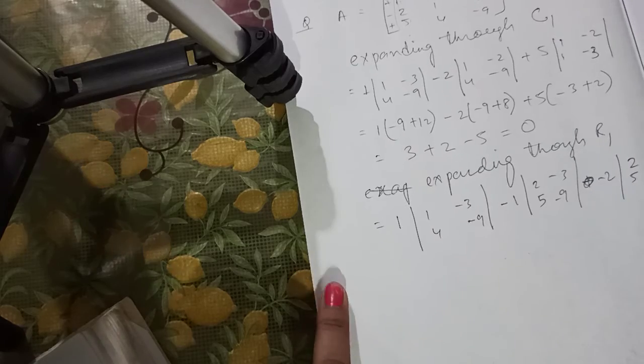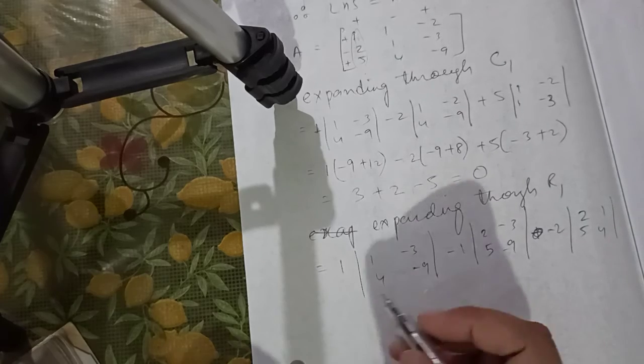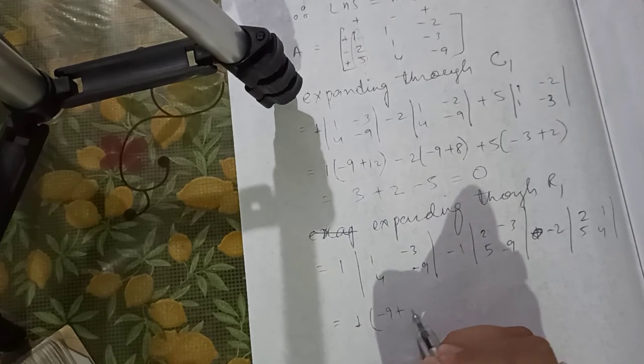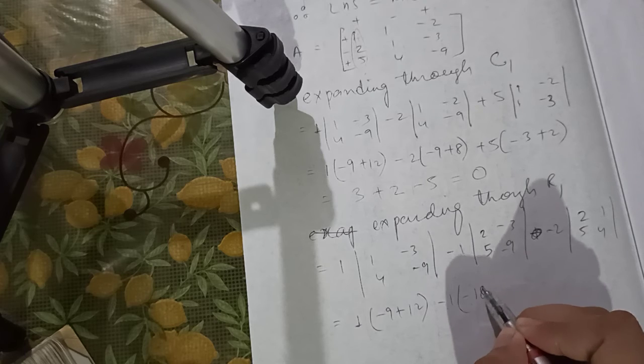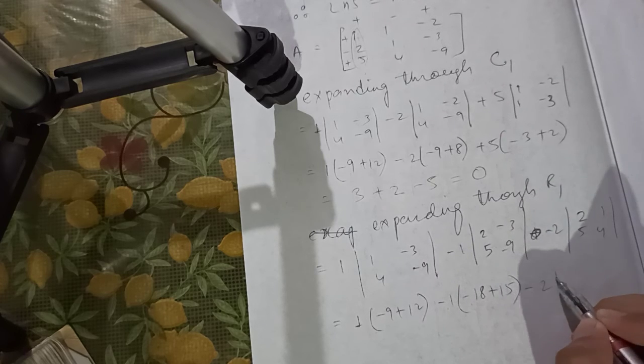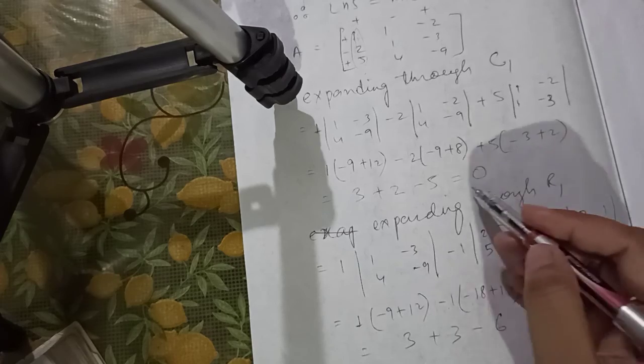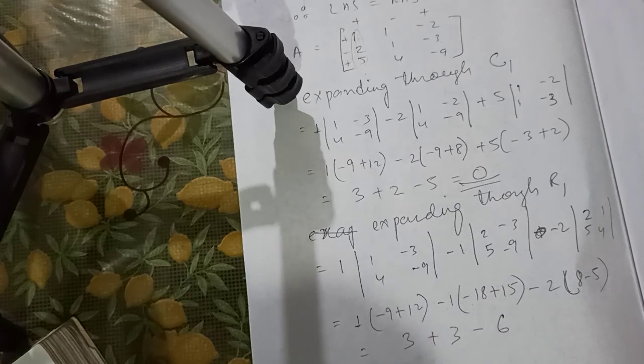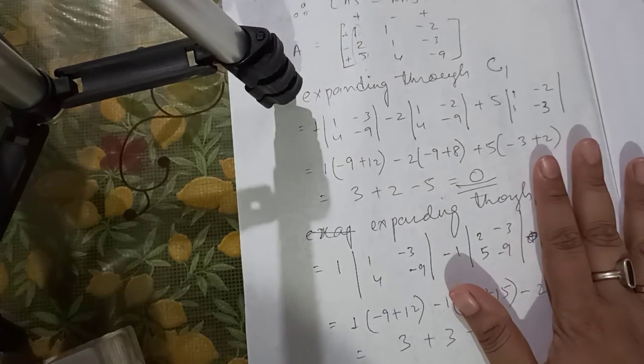Whenever you are doing this type of calculation, all of you be careful and try to check it again and again. So 1 times minus 9 plus 12, minus 1 times minus 18 plus 15, minus 2 times 8 minus 5. Here I am getting 3, here I am getting 3, here I am getting minus 6. So yes, we are getting the same result. You expand through any row or any column of this determinant, you will get the same answer. I hope you have understood the basic concept of the determinant.